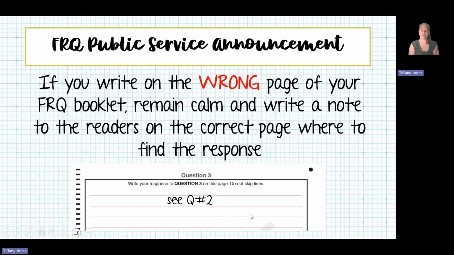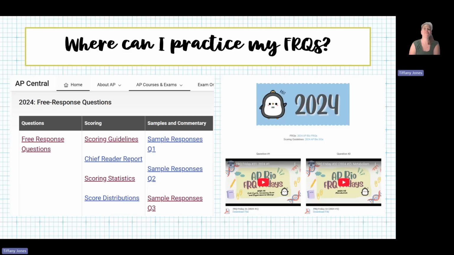So whenever the readers get a blank page, they will go full book and they'll look at all of the responses, but they more or less are kind of skimming. And so this ensures that your reader can find your response to ensure that you're going to get your points for what you wrote. So it doesn't take that long. Just write see question 2, and it helps the reader find your response, and you also don't have to rewrite your whole thing.